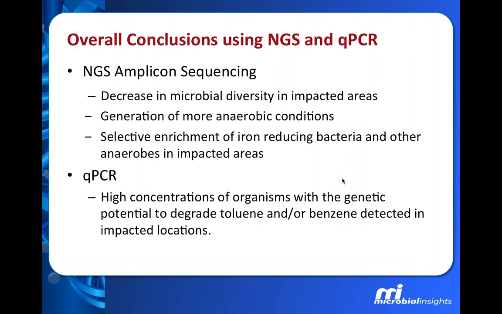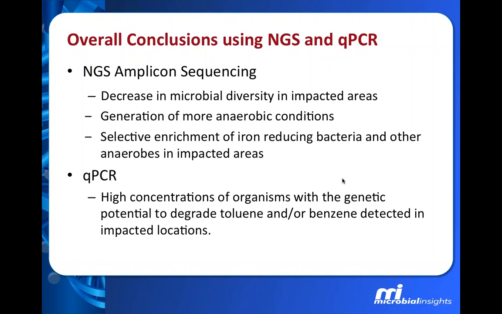So hopefully what I've shown you today is that by combining these two analyses and doing this tiered approach, we can make some very strong conclusions. Using next-generation amplicon sequencing, we saw selective pressure in our impacted locations, generating more anaerobic conditions and decreasing the overall microbial diversity. This created an enrichment of iron-reducing bacteria and other anaerobic organisms. Then following up with our qPCR, we could confirm that we had the right species and strains that had the genetic potential to degrade our toluene and benzene.